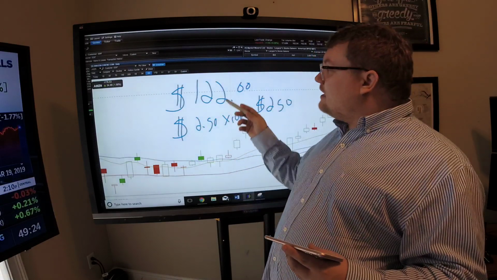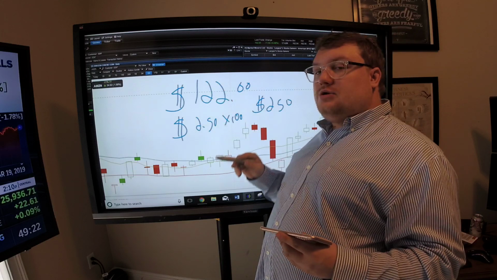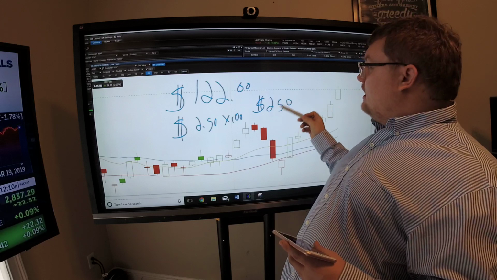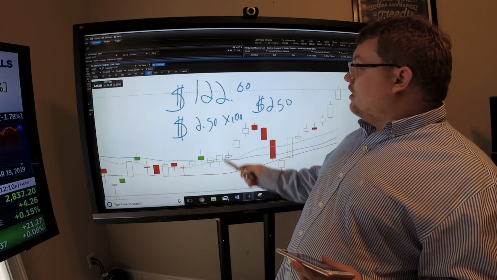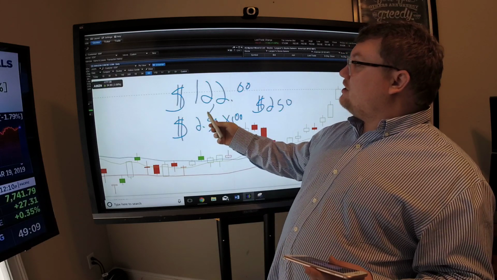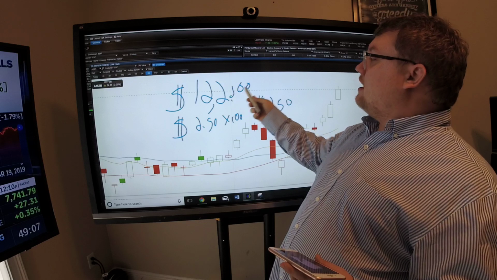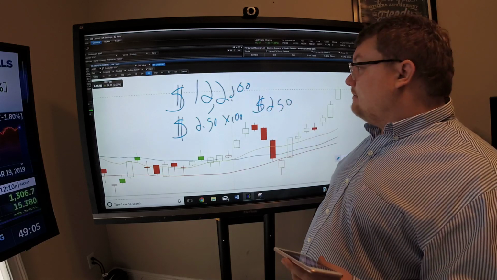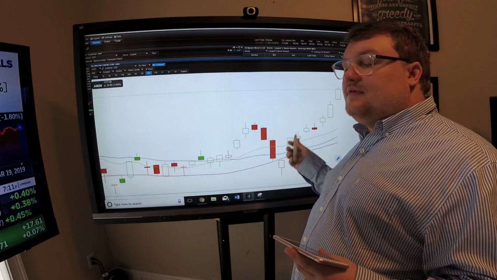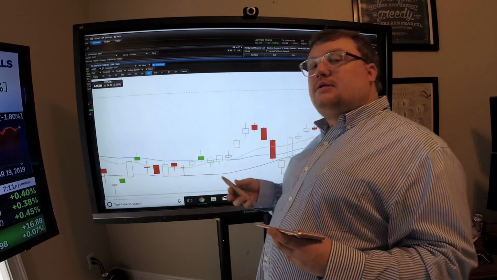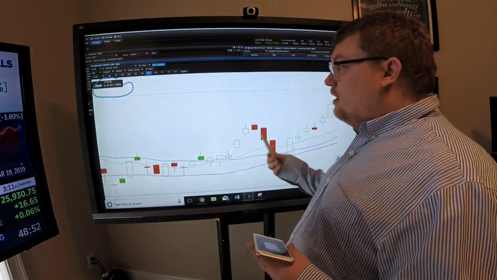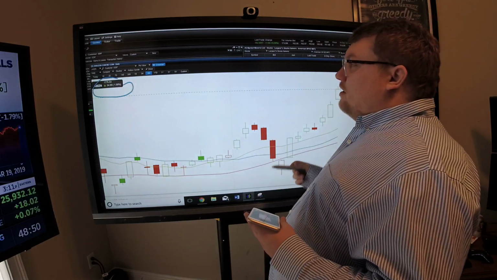If you got 10 contracts, it would cost you $1,222, or $1,220, and the max it could be worth then is $2,500. If you got 100 contracts, it would have cost you $12,220, and it could have been worth $25,000. So it depends on your account sizing, but the nice thing is even smaller accounts could get in with vertical spreads on expensive stocks like Amazon, Google, Booking, Priceline, Facebook.